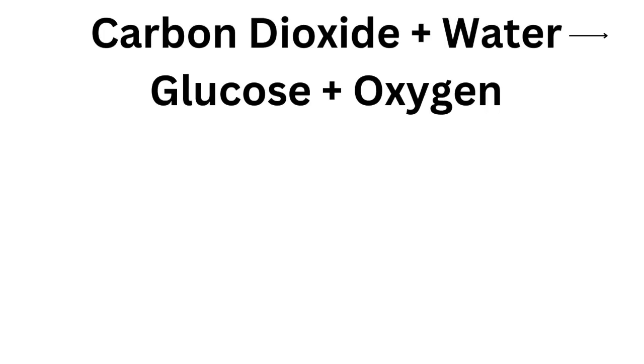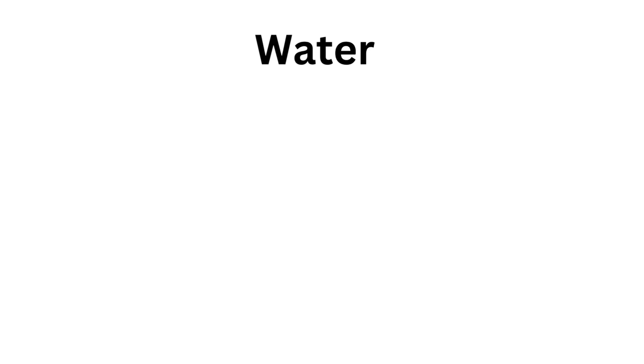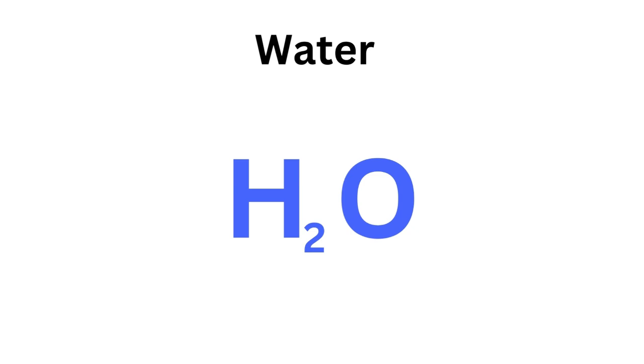To write this word equation as a symbol equation, we need to know the symbols for each molecule. I'll give you 5 seconds to guess the symbol for each molecule. Carbon dioxide is CO2. Carbon and oxygen atoms bonded covalently in the ratio 1:2. Reactant 2, water. This symbol is H2O. Another simple covalent molecule with hydrogen and oxygen atoms in the ratio 2:1.